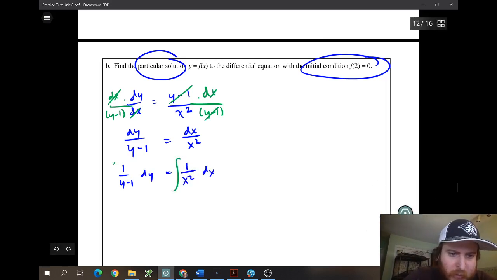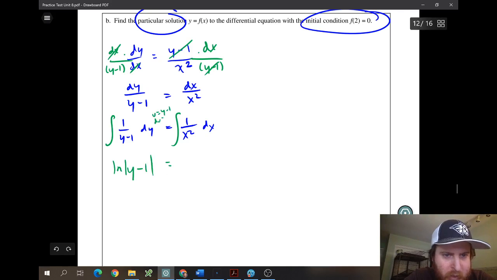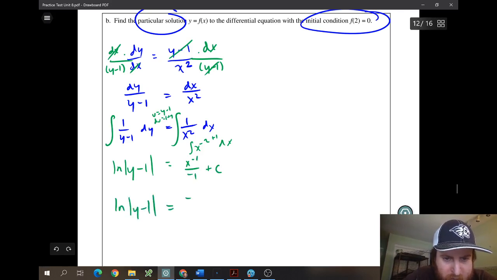So now we're going to take the integral of both sides. Hopefully you've gotten good enough at these that you can do this without u sub and just make it ln of y minus 1. But if you haven't, go ahead, feel free to do u equals y minus 1, du equals 1 dy, and do u sub. You'll get here eventually. Here, this is the integral of x to the negative second. When we add 1, that becomes x to the negative first over negative 1 plus c. I'm going to rewrite this as ln of y minus 1 equals negative 1 over x plus c.